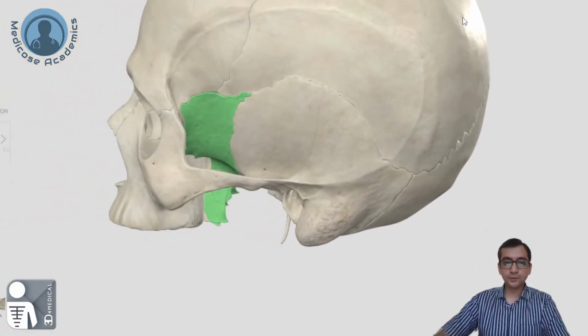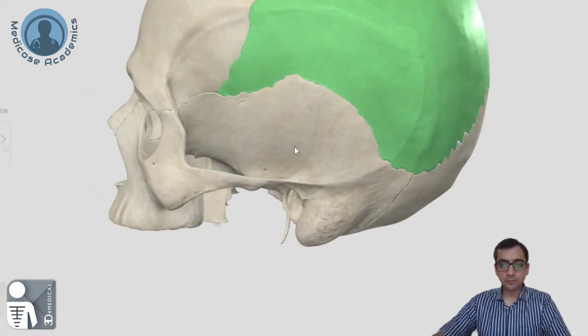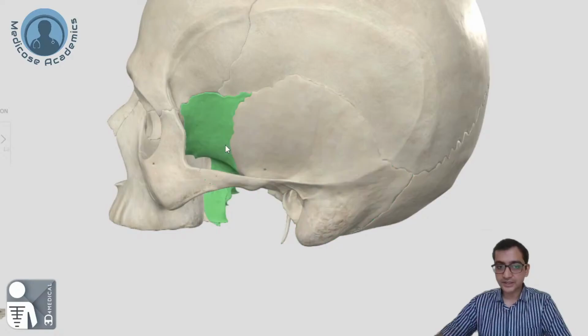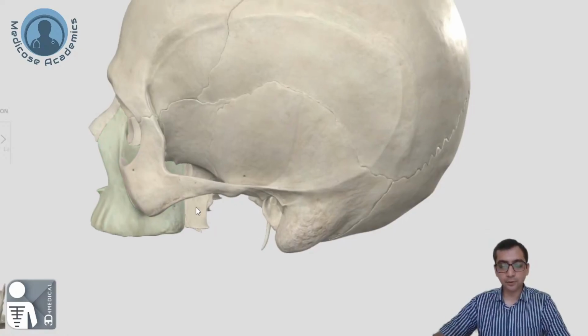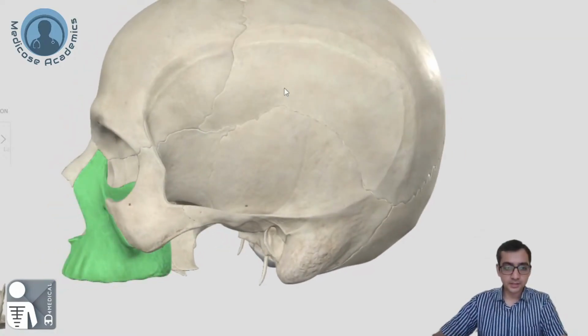Okay, so let me repeat the bones. There is a frontal bone, there is parietal bone, there is temporal bone, there is sphenoid bone, and there is zygomatic bone. And if we move the zygomatic bone, you will be able to see the maxillary bone also. Here, the maxillary bone will be visible also. So let's see what we can see.